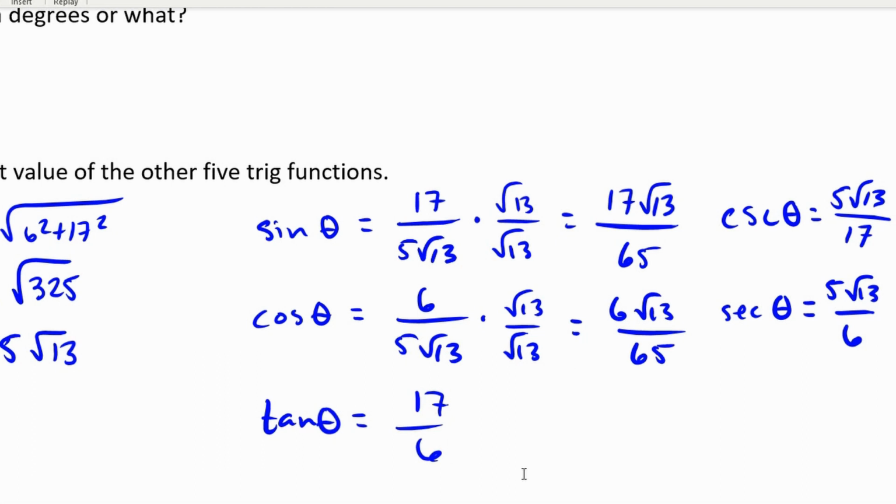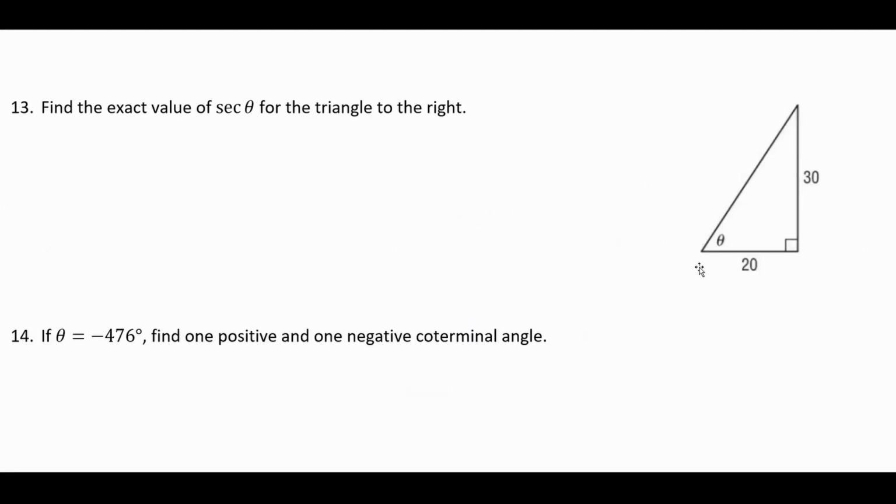If we just wanted one of them, we wouldn't have to do all of this extra work. We want to find the exact value of secant of theta for this triangle over here. Secant of theta is going to be the reciprocal of cosine of theta, and cosine is adjacent over the hypotenuse. So since that is going to be adjacent over hypotenuse, secant will be hypotenuse over adjacent.